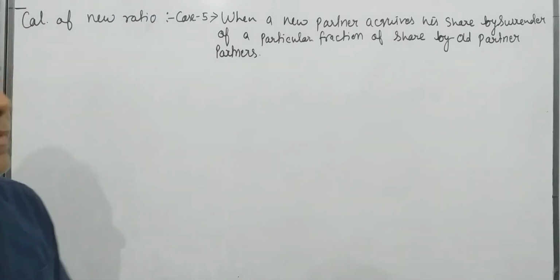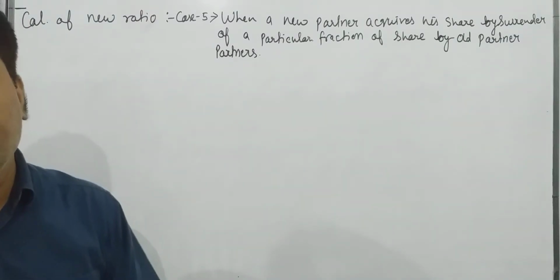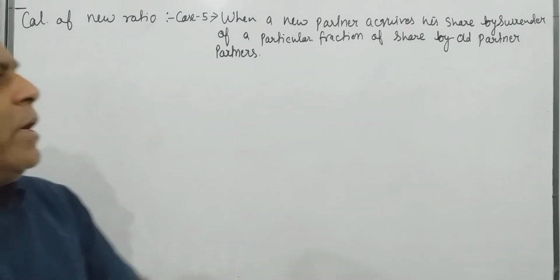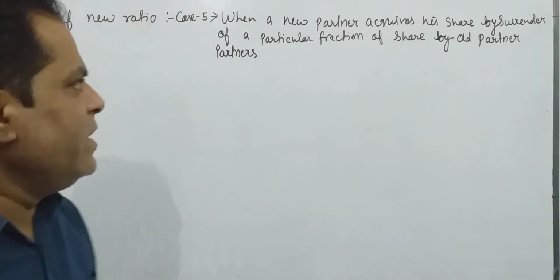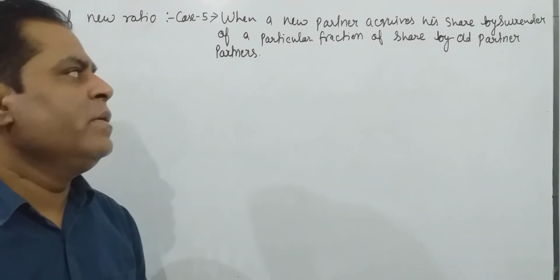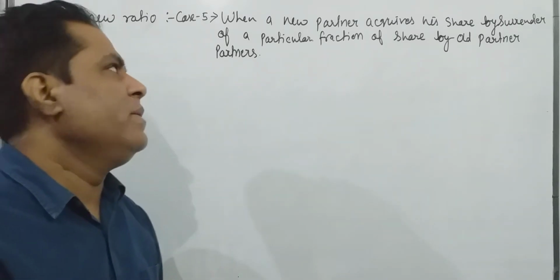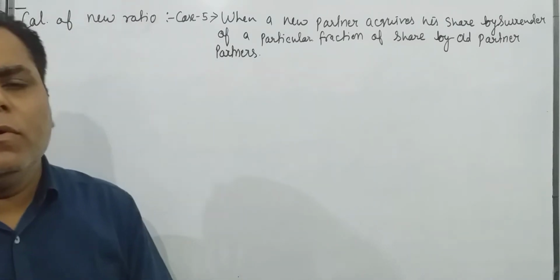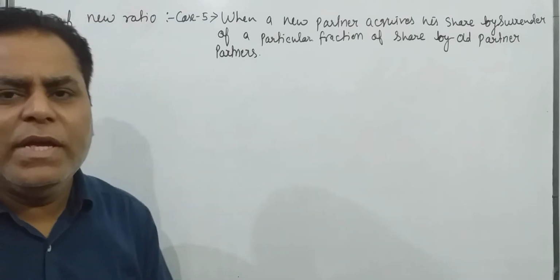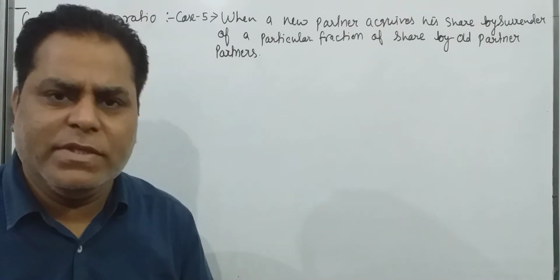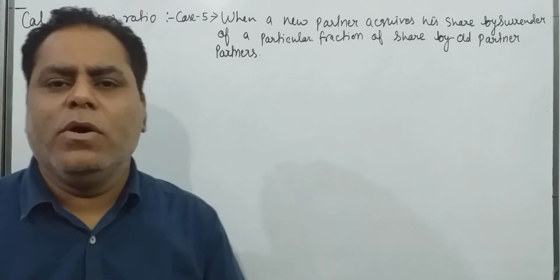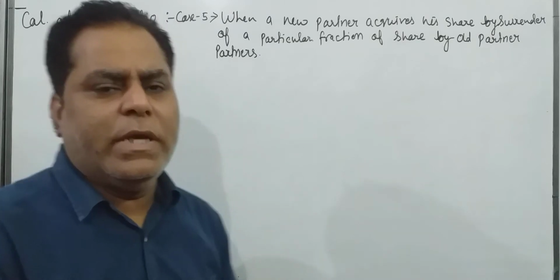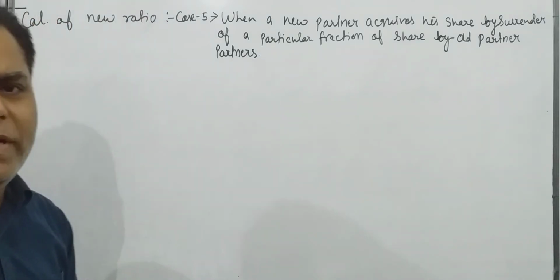Students, this is my fifth case which I have written here. When a new partner acquires his share by surrender of a particular fraction of share by old partners. In this case, old partners are sacrificing a fixed part of their share to the new partner. Now I am going to explain this topic with the help of an example.